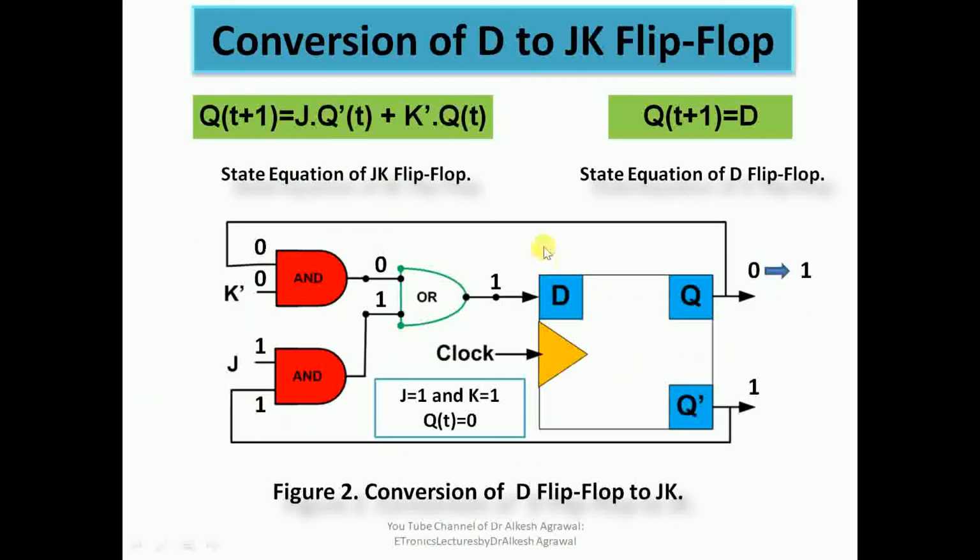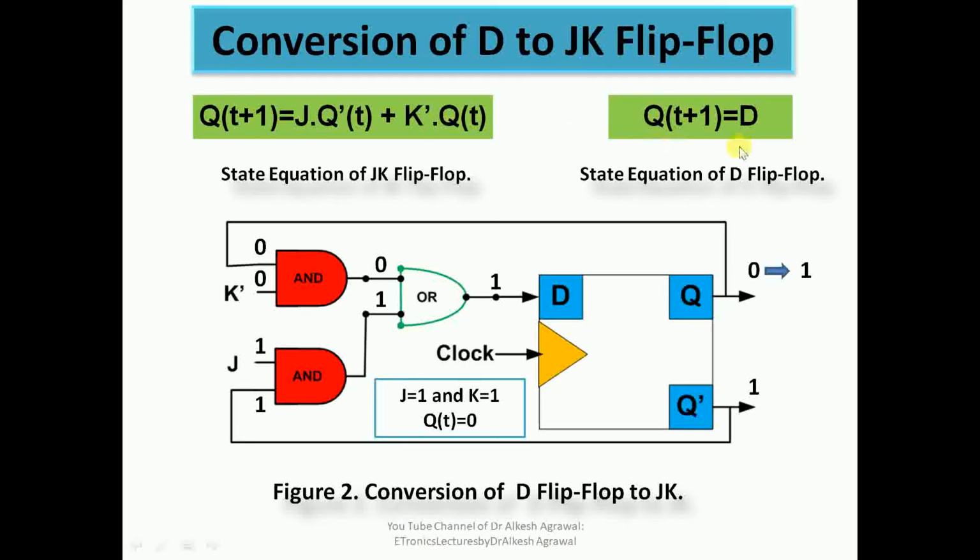Now let us see another conversion of a D flip-flop into JK flip-flop. Again, the same basic concept. We know that the state equation of JK flip-flop is Qt plus 1 is equal to J Q complement t or K complement Qt.